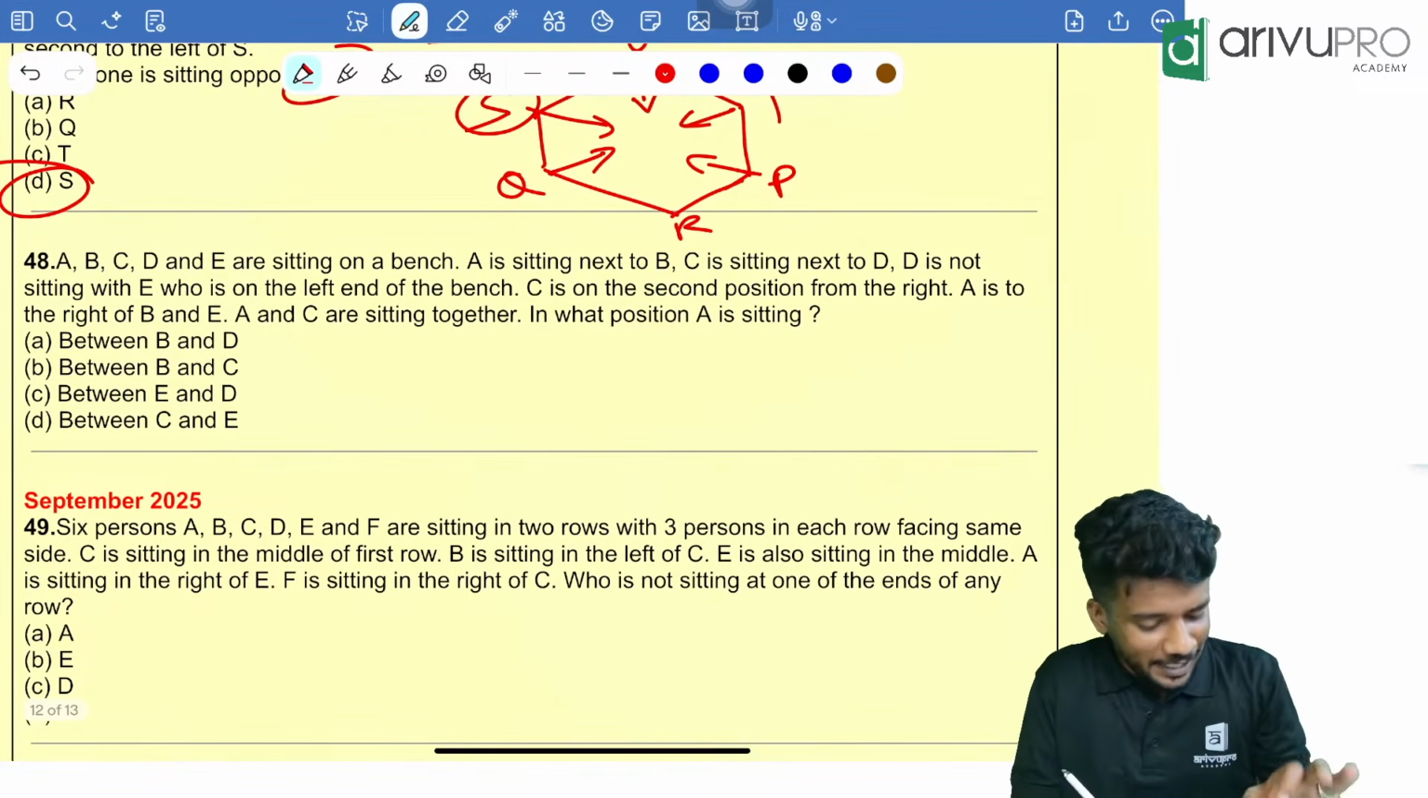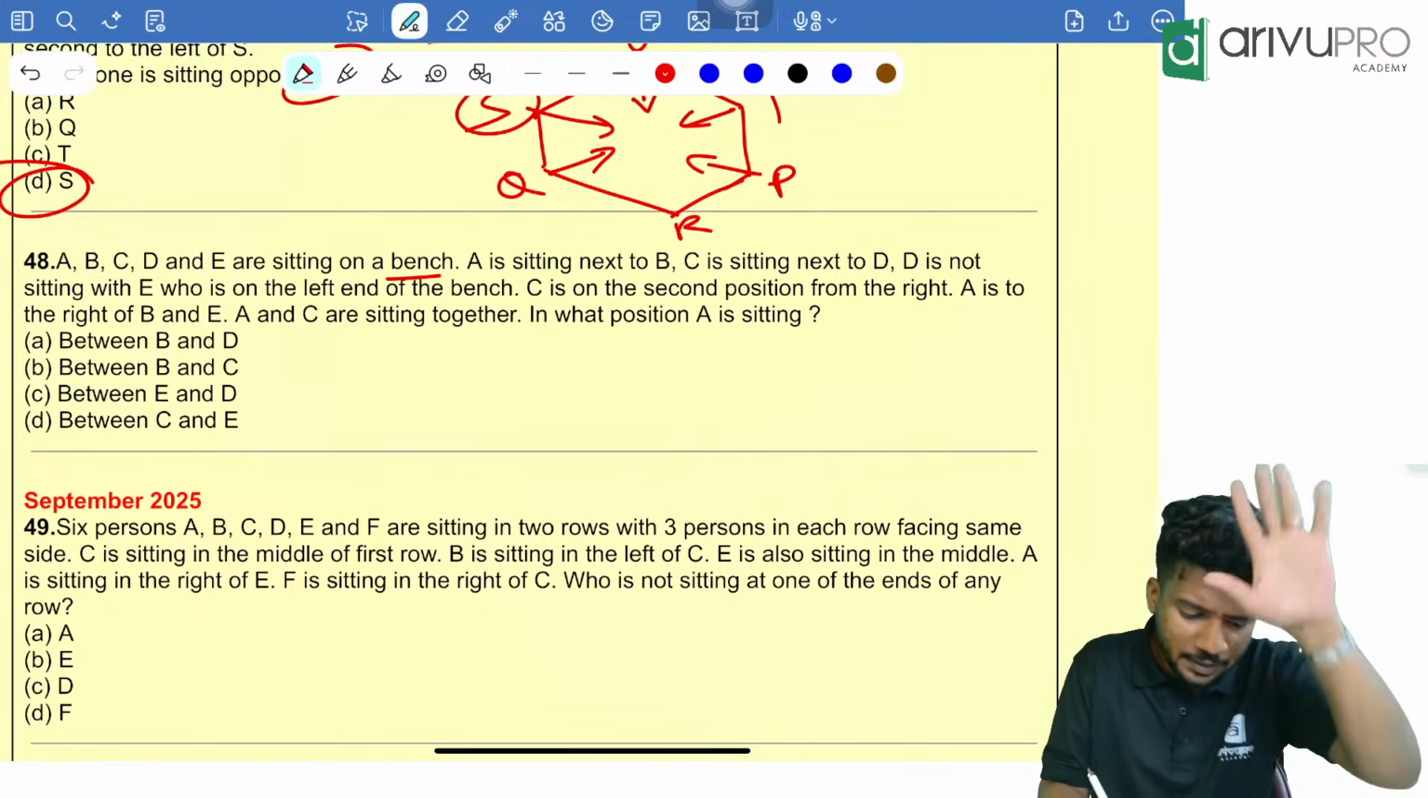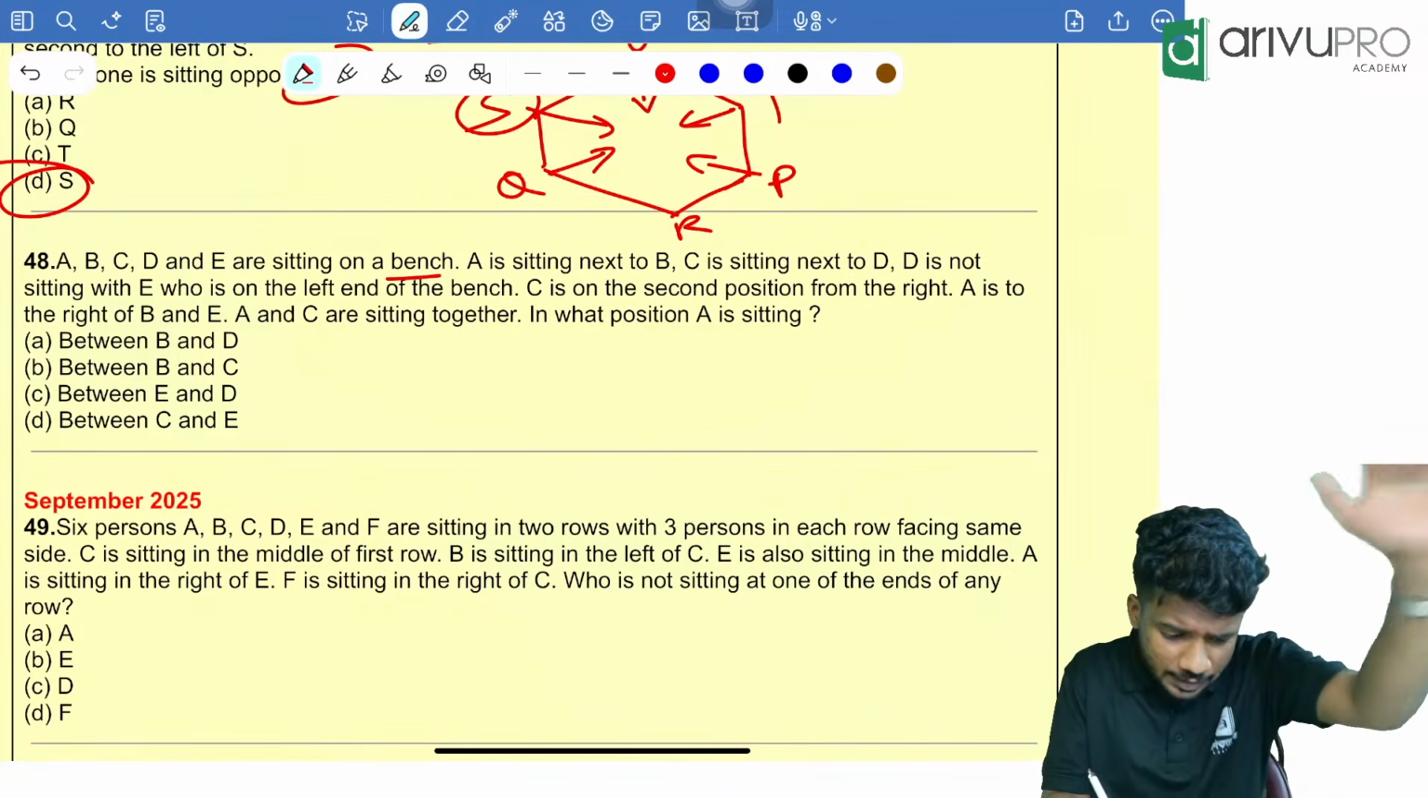Last question of May attempt. A, B, C, D, E are sitting on a bench. How many people are there now in total? 5 people are there in total.